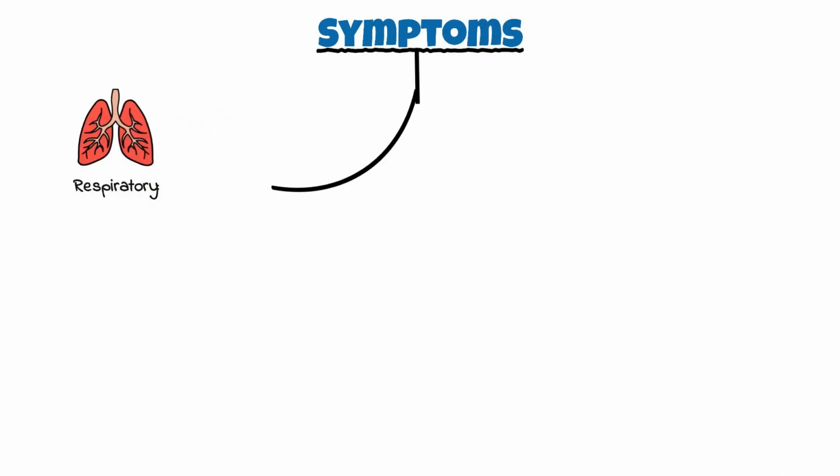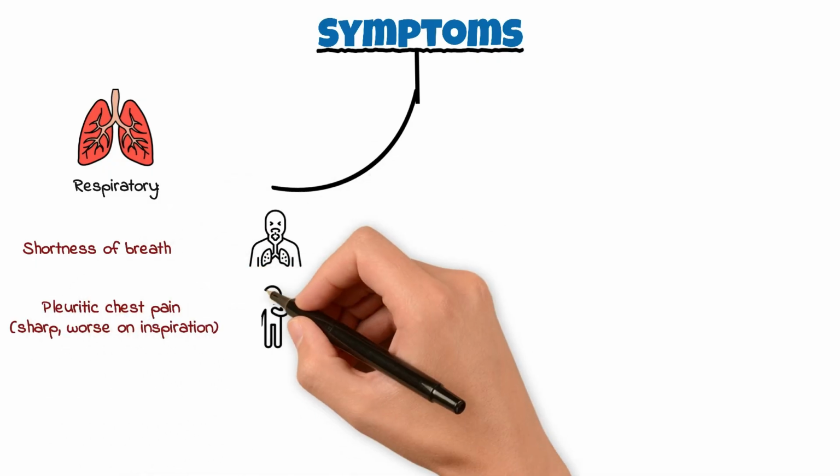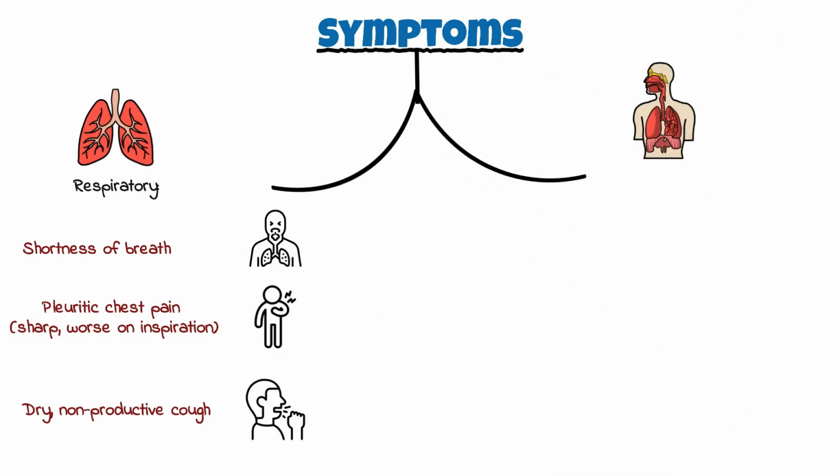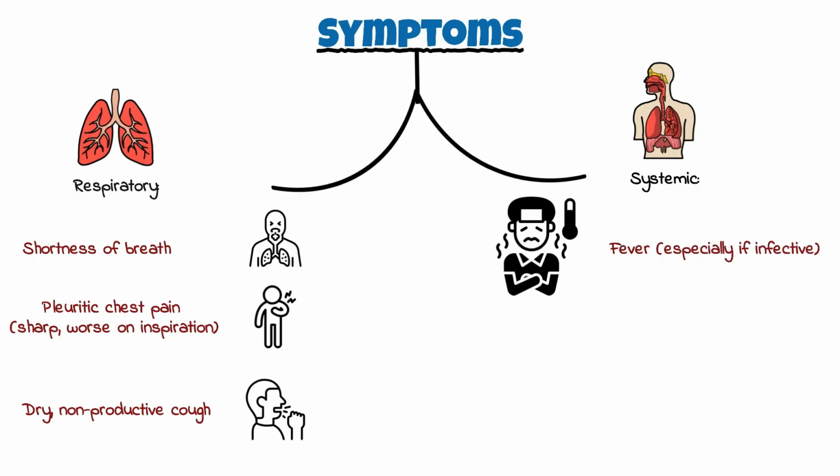Symptoms. Respiratory symptoms include shortness of breath, pleuritic chest pain, which is sharp and worse on inspiration, and a dry, non-productive cough. Systemic features include fever, especially if infective, and fatigue or malaise.